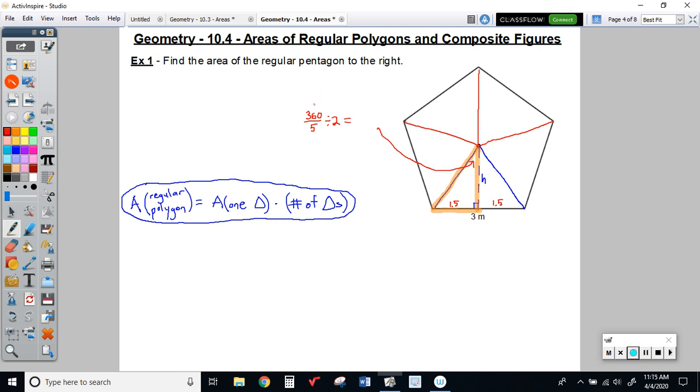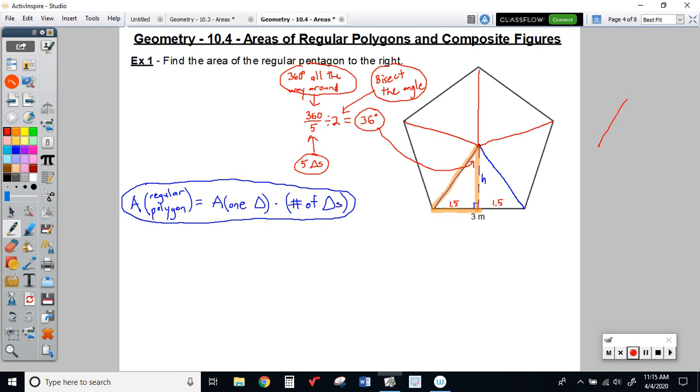So you may want to write something like this down in your notes, 360 all the way around. That's why 360 is there, and then 5 is the number of triangles. We have 5 triangles that we initially split this up into, and then the 2 is coming from the fact that we're bisecting the angle. So doing all that, 360 divided by 5 ends up being 72. 72 divided by 2 is 36. So that angle right here is a 36-degree angle.